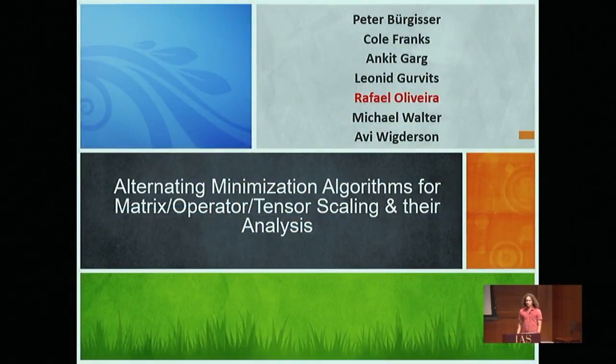And yeah, so now I'll talk about alternating minimization algorithms. So finally we're getting to algorithms after all the invariant theory for all the problems that we've seen as well, like matrix, operator, tensor scaling, and we're going to see a little bit of their analysis as well. And feel free to ask questions, anytime.